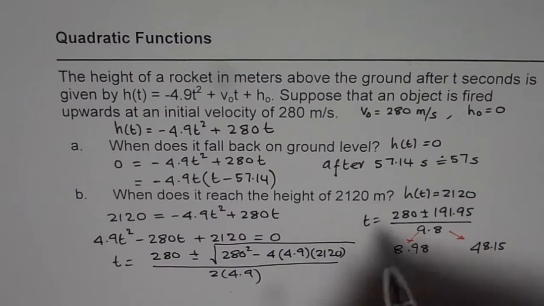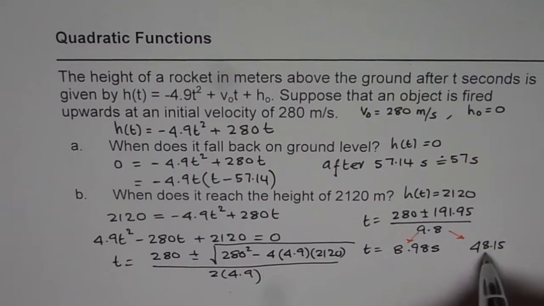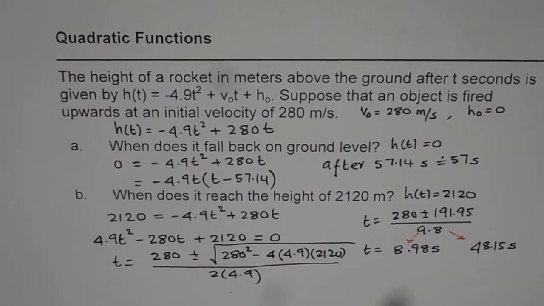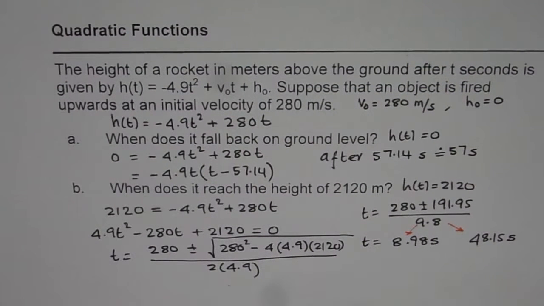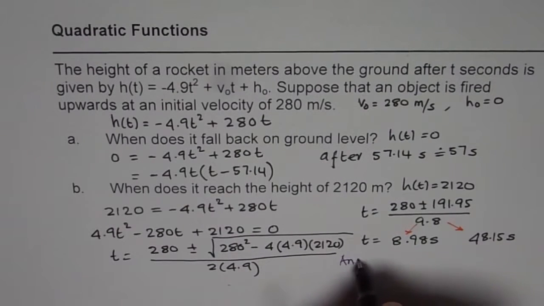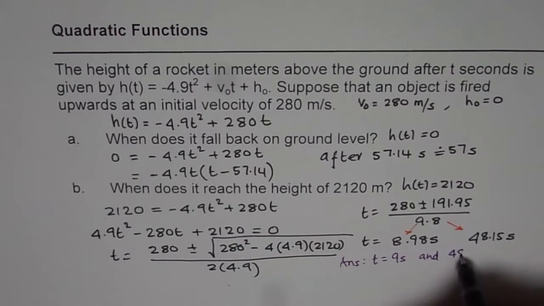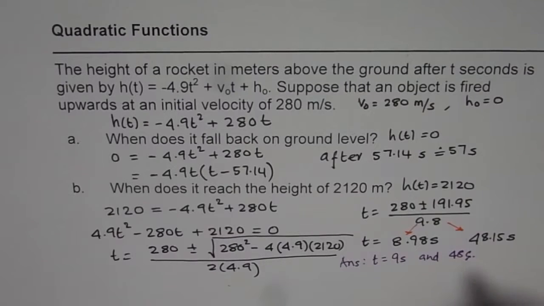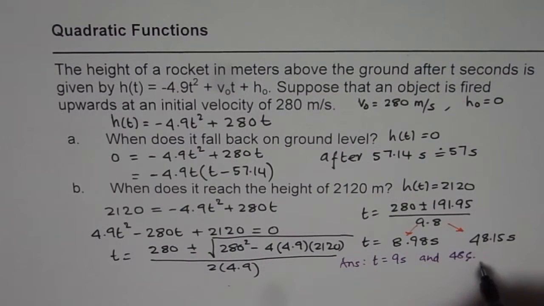So at time t = 8.98 seconds or 48.15 seconds, the rocket is at the height of 2120 meters. So we can write down our answer: at t equals approximately 9 seconds and 48 seconds, it is at the height of 2120 meters.